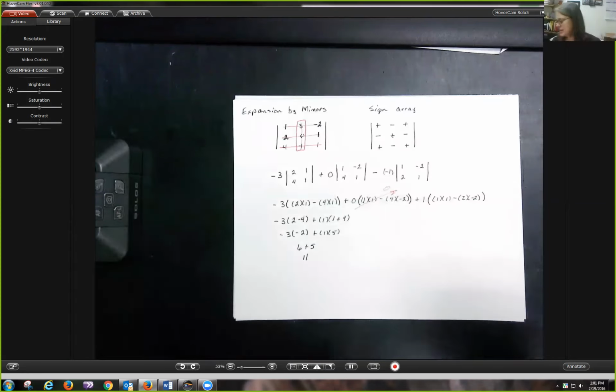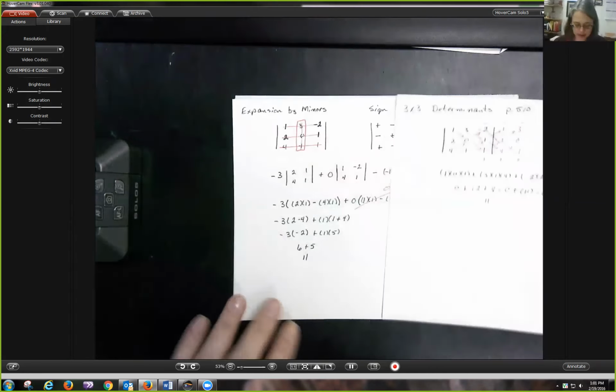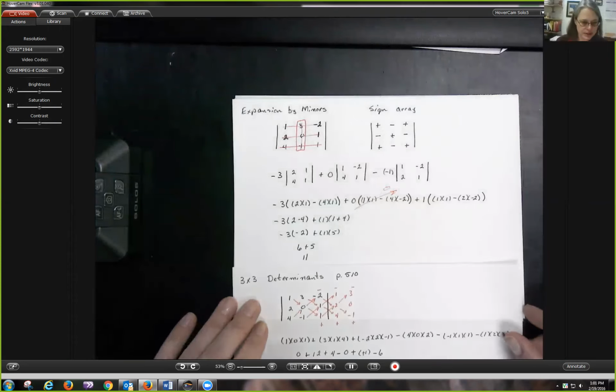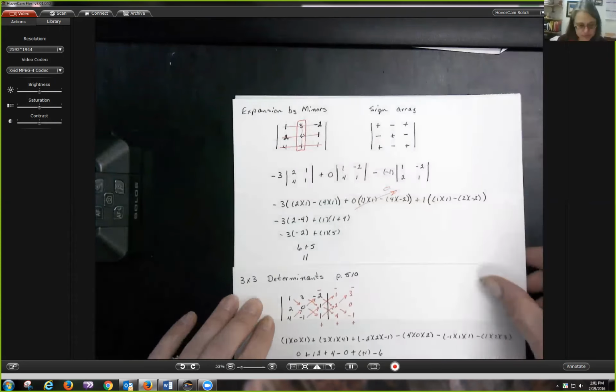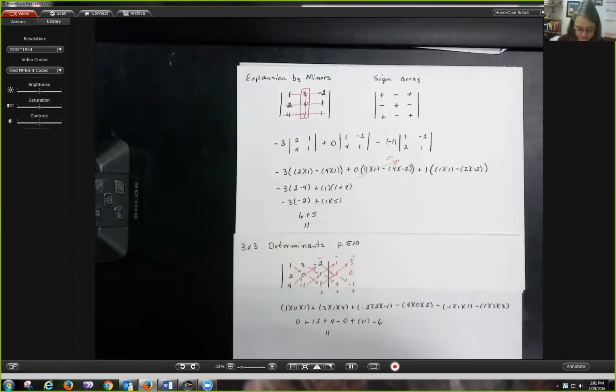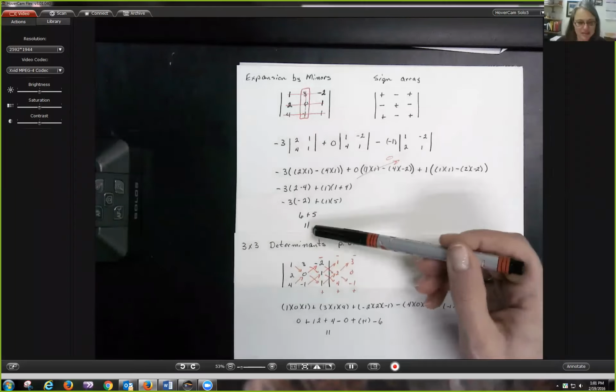Now this is the exact same matrix that I worked a minute ago, right? And I found its determinant using the first method I showed you. And what did I get? I got a determinant of 11. When I expand it by minors, I also get a determinant of 11.